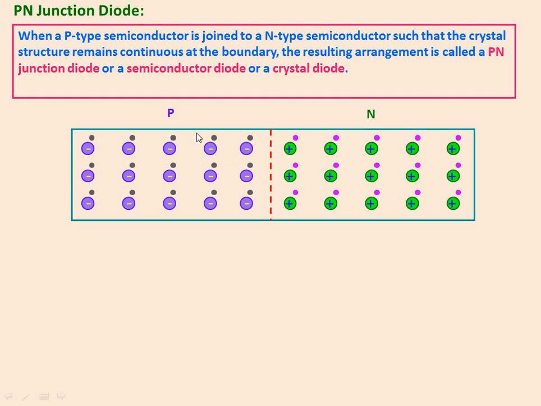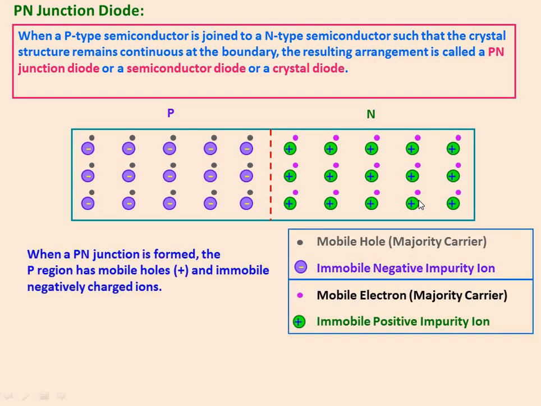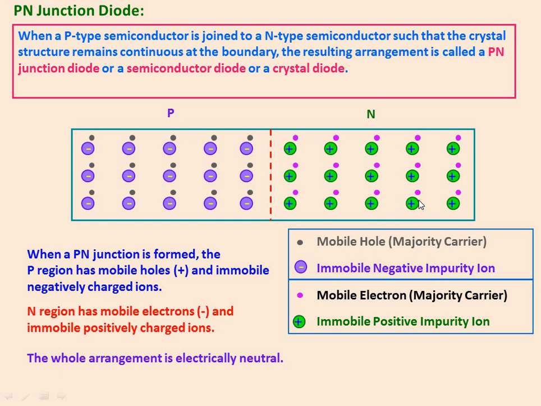Look here at the structure. You can see clearly the P type and the N type. The grey ones are the holes, while the purple ones are the electrons. Which are the majority and minority charge carriers? With respect to P, the majority are holes, and with respect to N, the majority are electrons. Let's understand this arrangement in detail. Look here, this is what we call the junction.